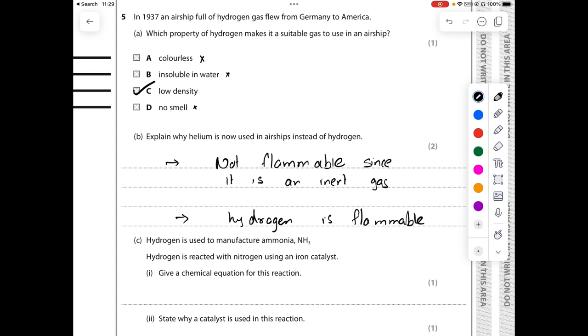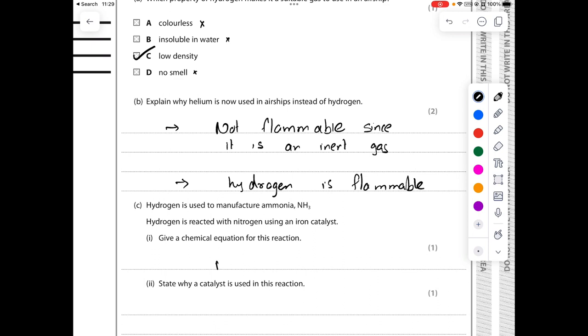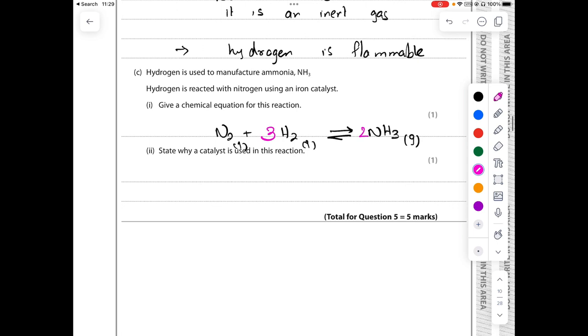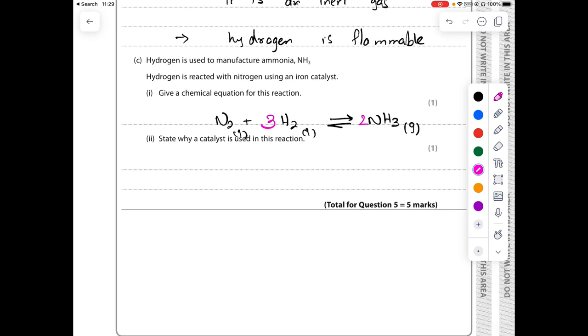Hydrogen is used to manufacture ammonia. Hydrogen is reacted with nitrogen using iron crystals. Give a chemical equation for this. So nitrogen plus hydrogen gives ammonia, a reversible reaction. We have to balance it. These are all gases. So balance it out: three hydrogens and two ammonia. State why a catalyst is used in this reaction. So to speed up the rate of reaction.